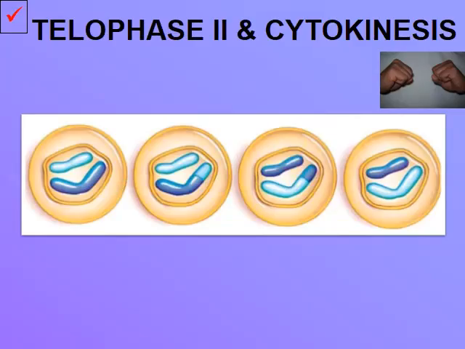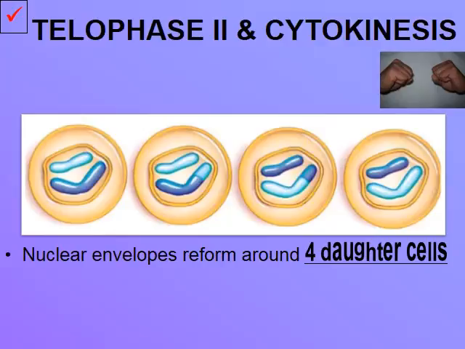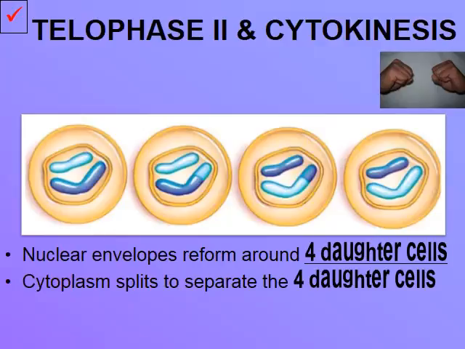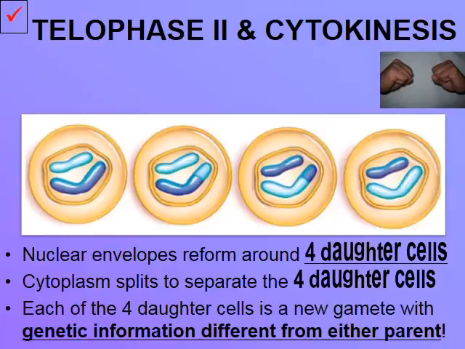Finally, we hit telophase 2 and cytokinesis. So the nuclear envelope reforms around the 4 daughter cells, and the cytoplasm splits to create the 4 separate cells. Each of the 4 daughter cells is a new gamete with genetic information different from either parent. So as you can see here, each of the 4 daughter cells has a different combination.